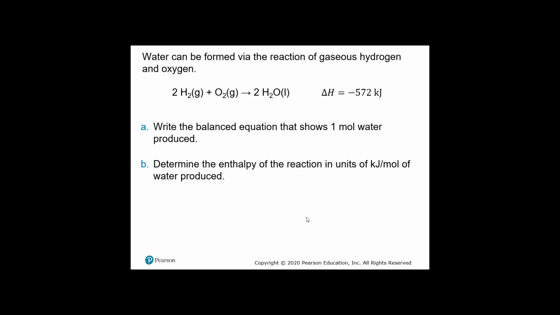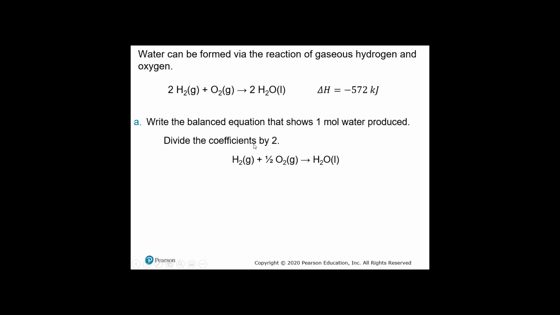So let's go through and make sure you understand how to do this. Water can be formed via the reaction of the gases hydrogen and oxygen. Write the balanced equation that shows 1 mole of water produced. Up here we have 2 moles of hydrogen, 1 mole of oxygen, and then 2 moles of water, and this is the value that it gives. But we want 1 mole. So how do you do 1 mole? Well, you simply divide everything by 2, everything. So now we have 1 mole of hydrogen, half a mole of oxygen, and in this case we can use halves. That's perfectly fine. And then 1 water.